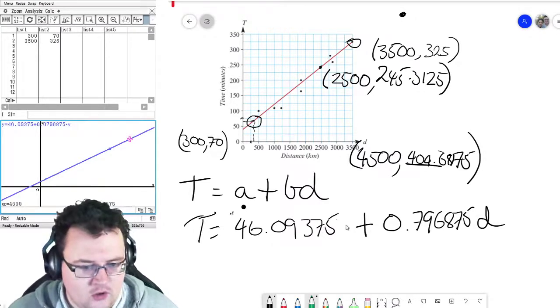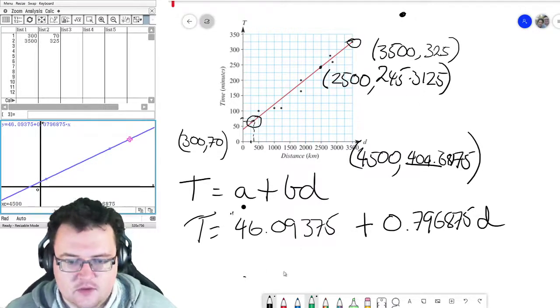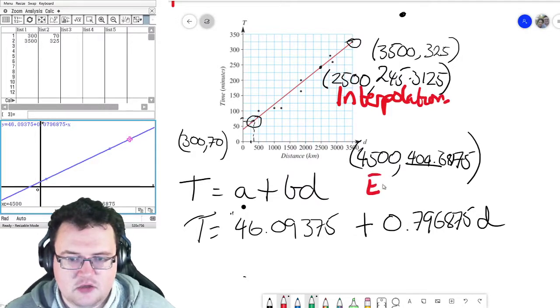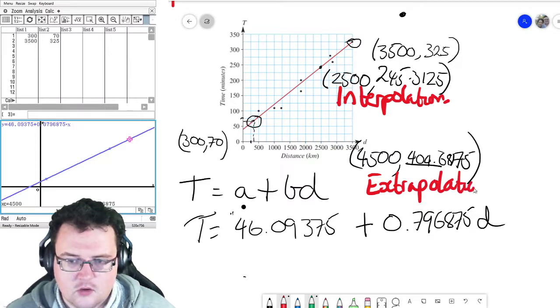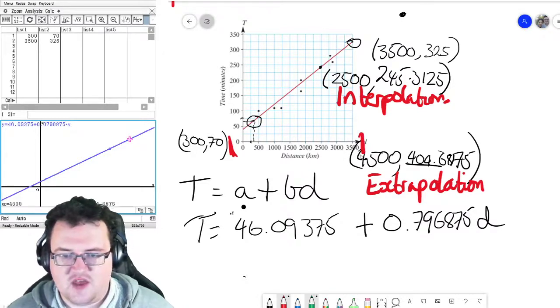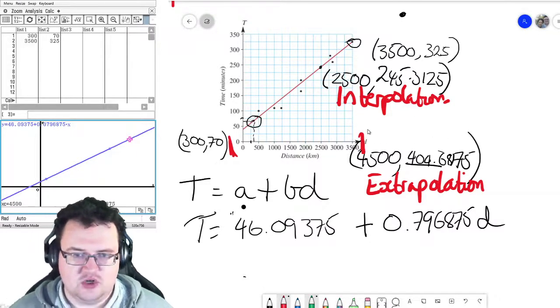So on our graph, in big red letters, we can write this is interpolation. And this here is extrapolation. It's all about where we got our equation from. We got our equation from 0 to 3,500. 2,500 fits nicely in between, whereas 4,500 is outside that. Therefore, it's not as reliable.